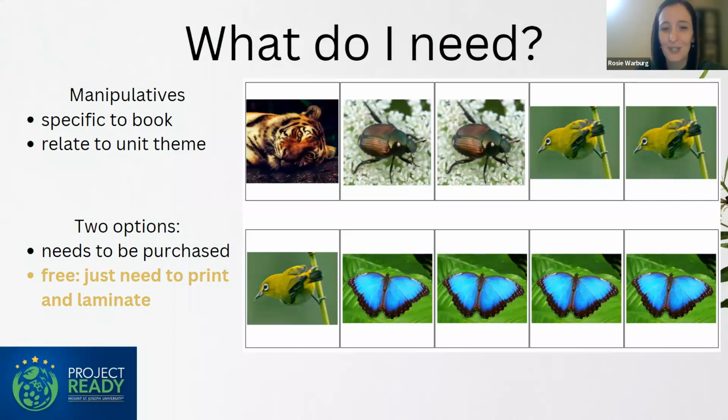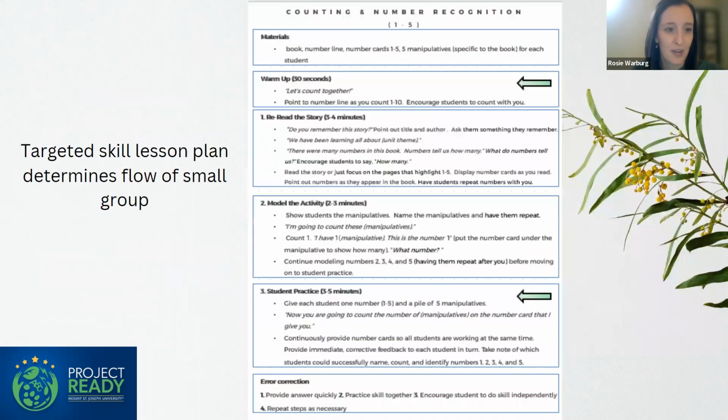You can see here our lower cost manipulative is a set of picture cards that relate specifically to the book. There's your One Happy Tiger and your two little bugs that the tiger sees and your three birds. These all relate back to the book that we're reading. And there is a set of manipulatives for each book that we're working with.